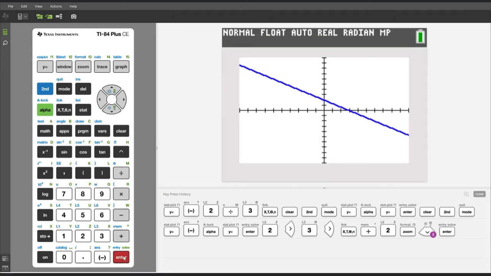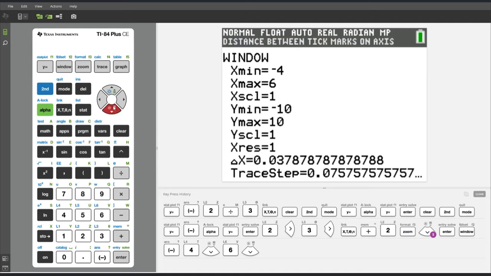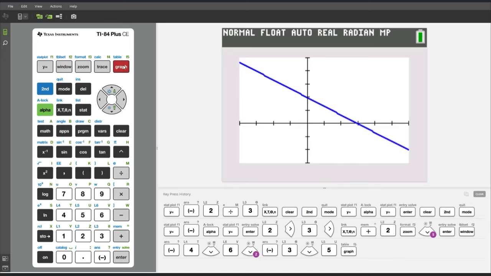So the line gets sketched there, and we have a pretty good window, so we could probably stop there, but I press window, and let's say I want to adjust the window to be -4 to 6 for the x values. We'll just make the window smaller, and -3 to 5 for the y values. Then I press graph. Remember, don't press zoom 6 after you change the window. And then notice we have a nice window.